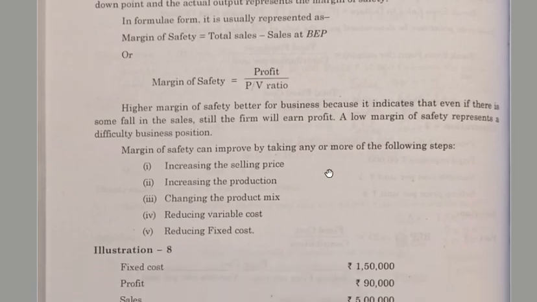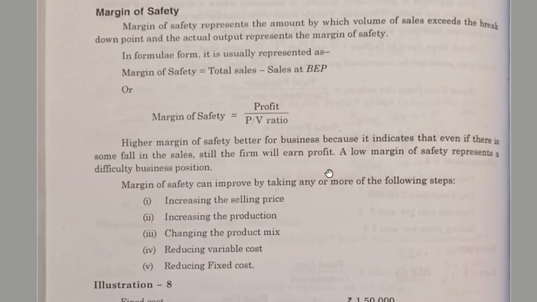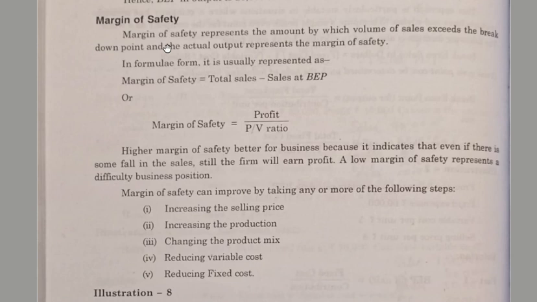So your next formula is margin of safety. So what do you mean by margin of safety? Margin of safety represents the amount by which volume of sales exceeds the break-even point, and the actual output represents the margin of safety.